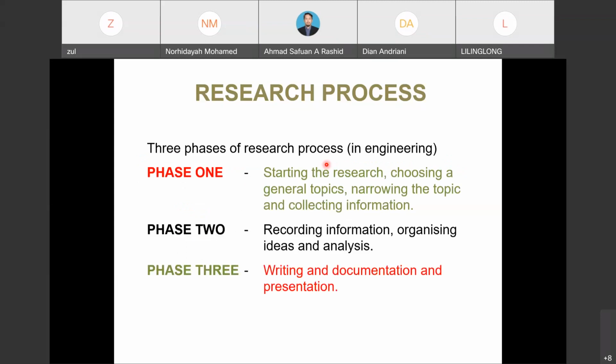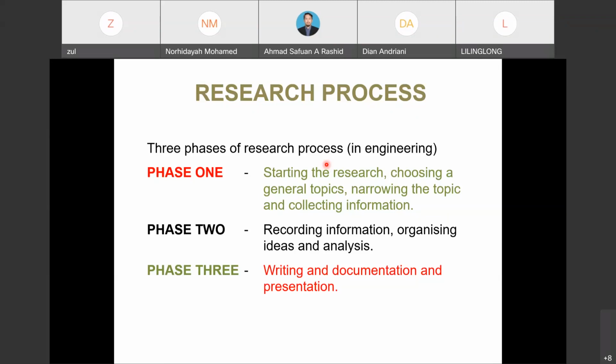So, three phases of research progress. This is the typical type, especially in the engineering field. During phase one, which we call the first year, we start the research, choose a general topic, narrow the topic and collect information. That is what we commonly carry out during the first year. During phase two, recording information, organizing ideas and analysis, and then in phase three, writing, documentation and presentations.